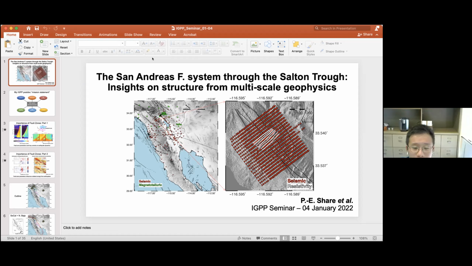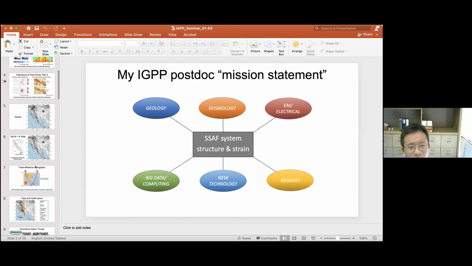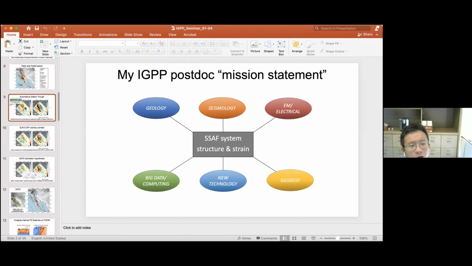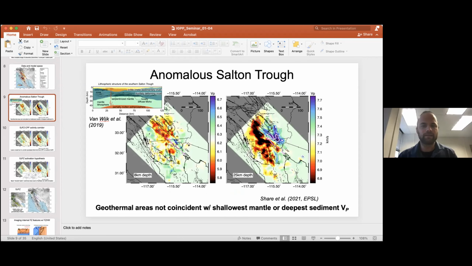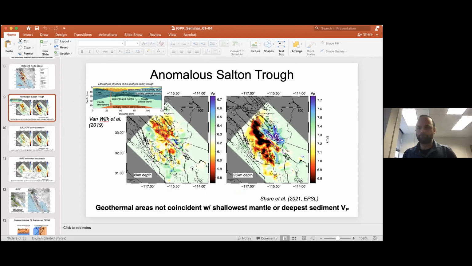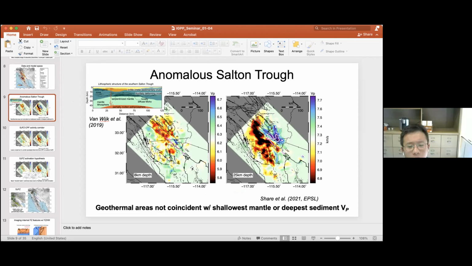The talk was awesome, and I have a question about the VPVS ratio on the, I think it was San Jacinto fault, which you showed at the beginning. Can you elaborate on that? So, I think, yes, the Salton Trough one, yes. Is that where this slide is? Yes, I think that's where the Almayokukupa earthquake happened.